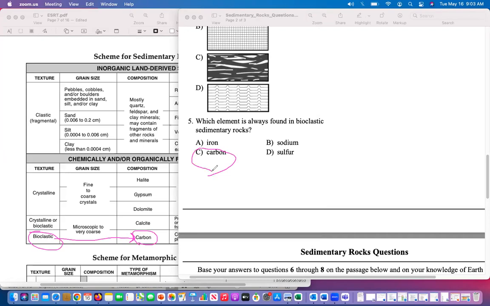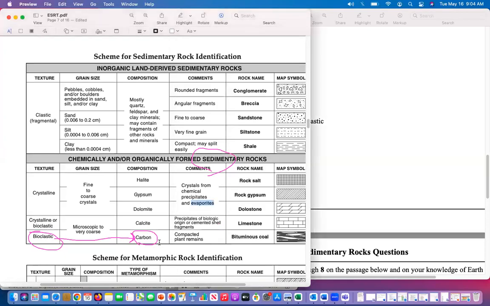And if all living things have carbon in them, and because this type of rock has some organic material in it, right, plant remains, it makes sense that it's going to have carbon.